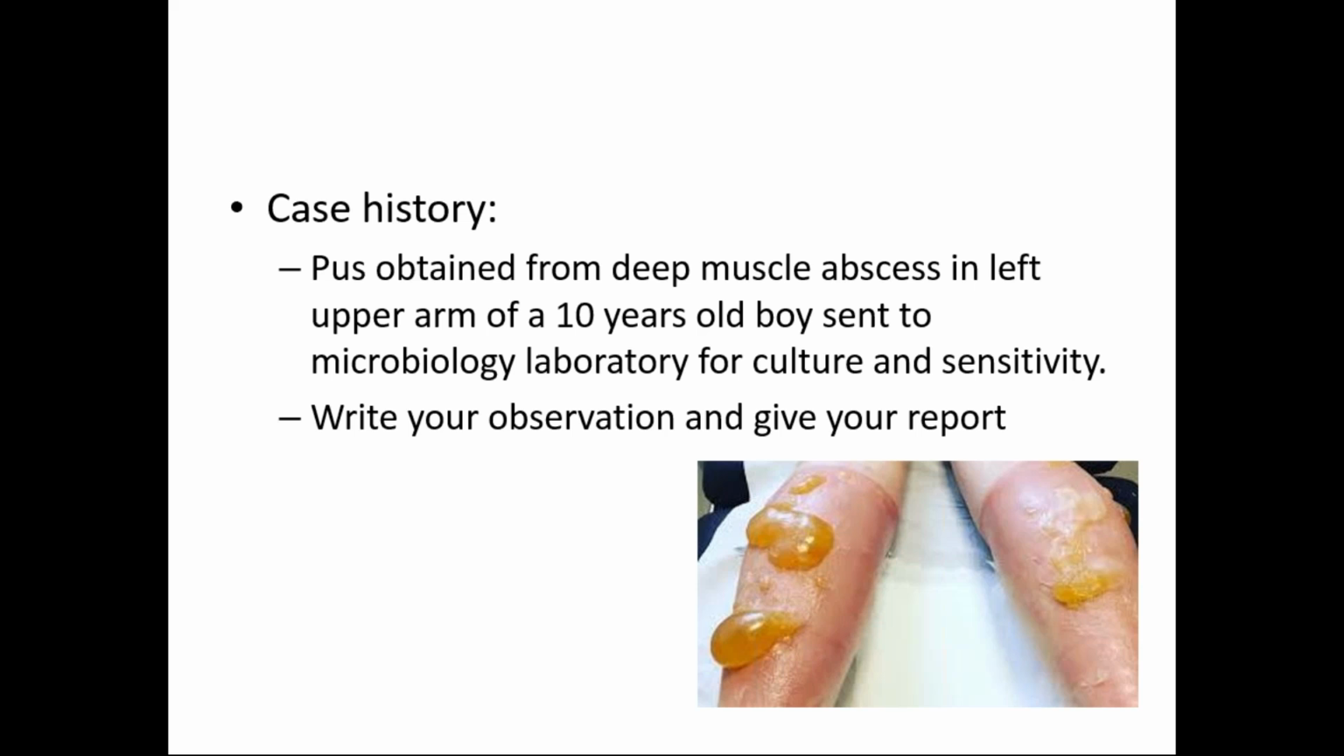Okay, so what is the question here? What is the nature of the sample? The sample is pus. From which site is the pus obtained? From the muscle abscess. So the sample here is pus, which is obtained from a deep muscle abscess. This sample is sent to the microbiology lab. We have to culture it as well as perform an antibiotic sensitivity test.